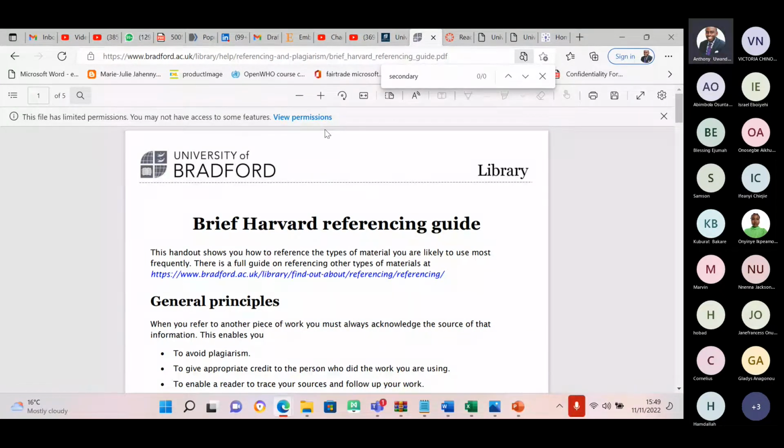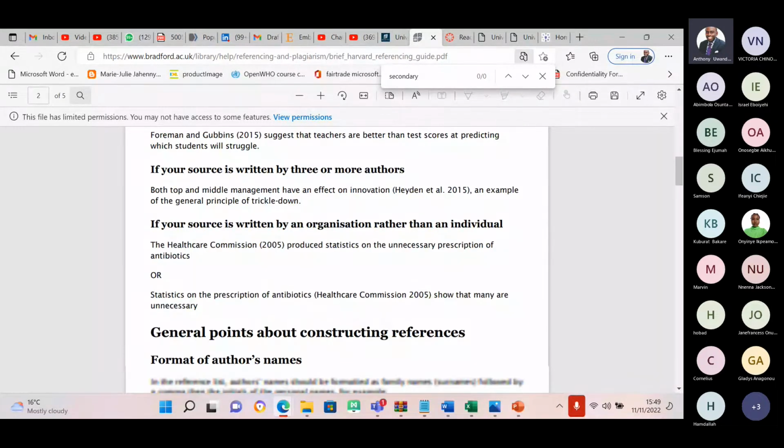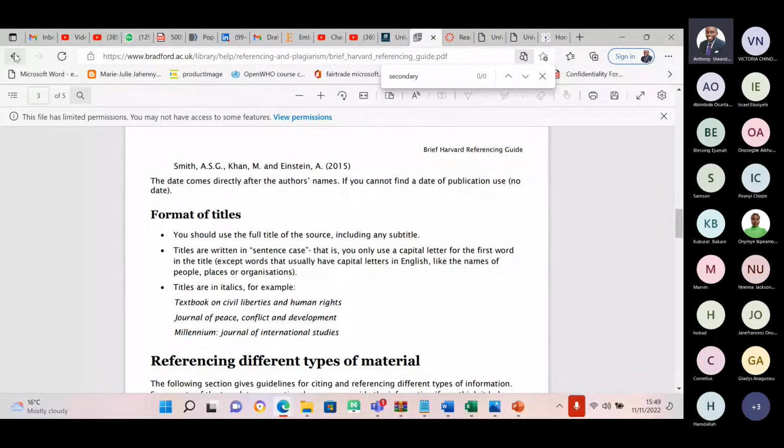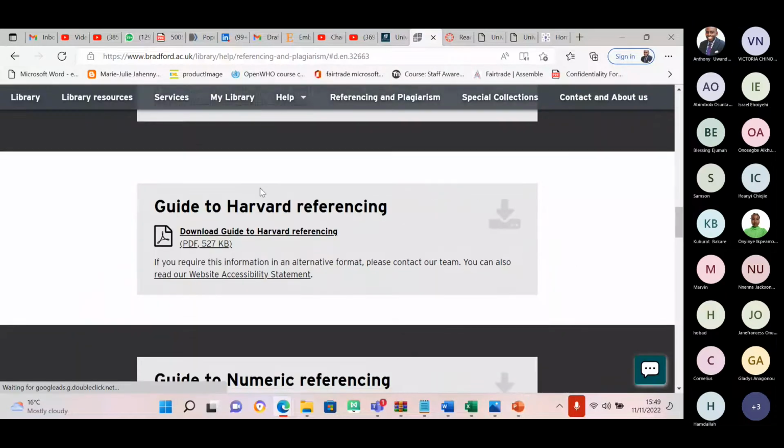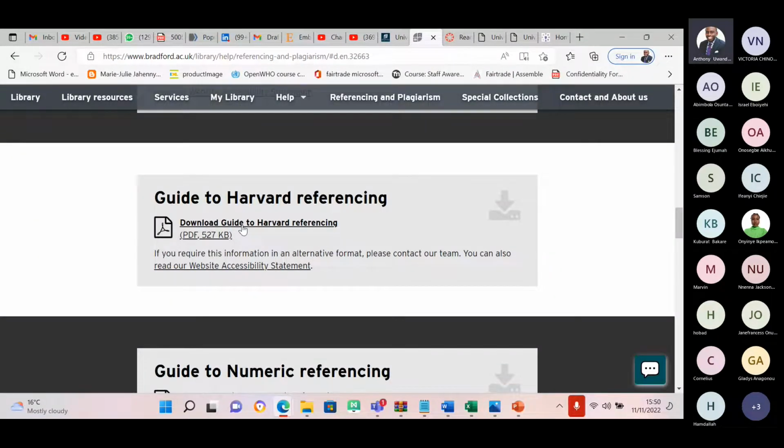Okay, so it's not here. That's why it's not giving me anything. So let me go back again. Download the big one. Is this the one? Download it.